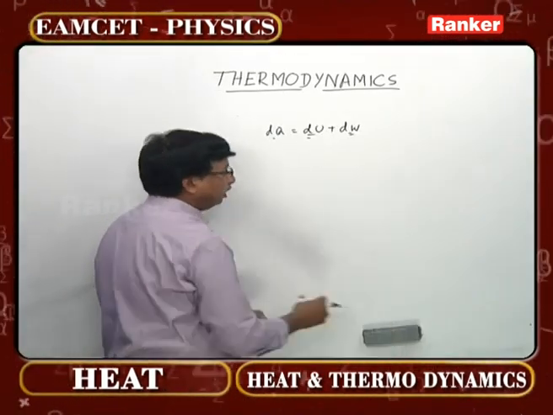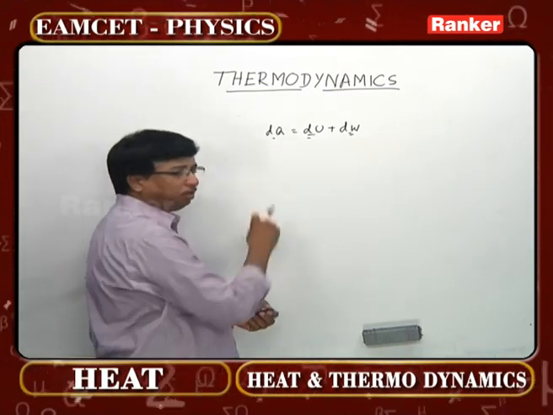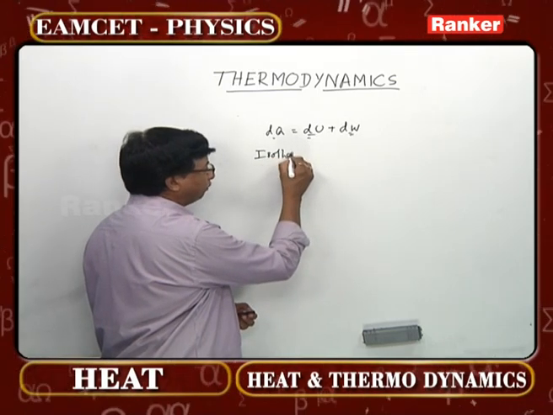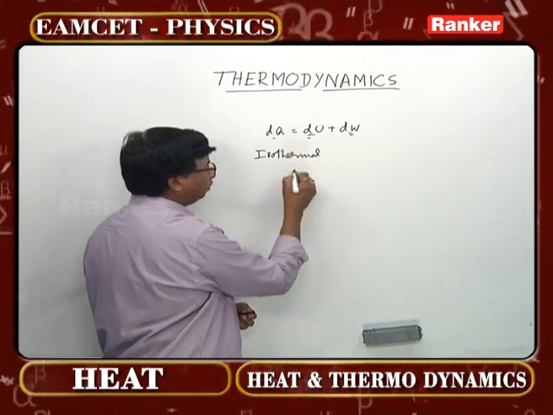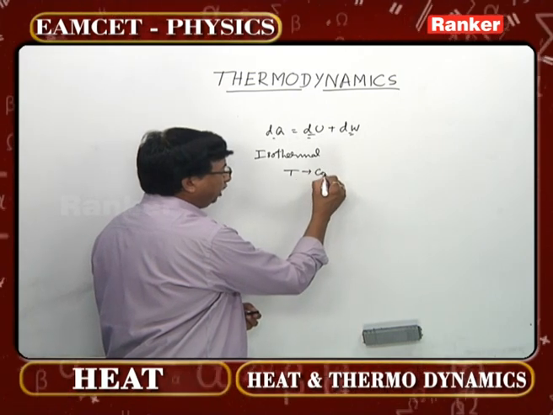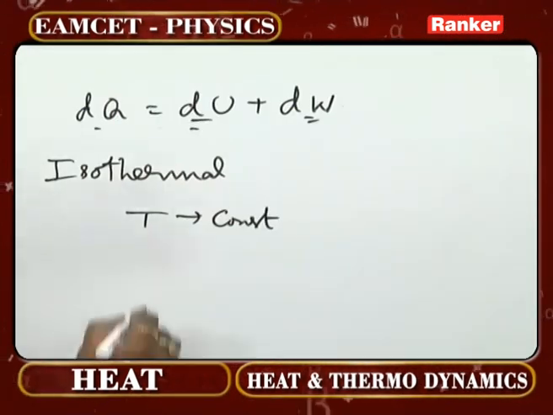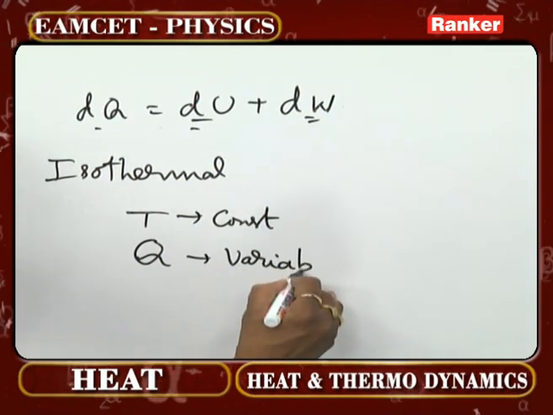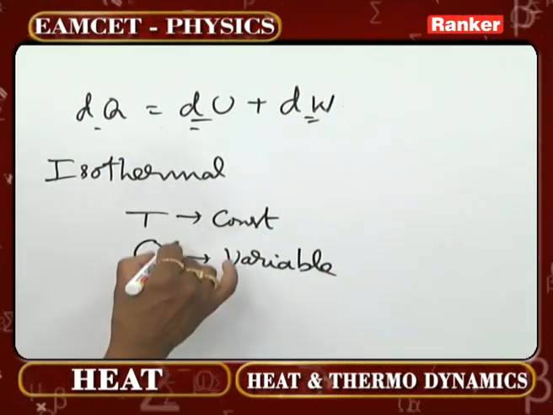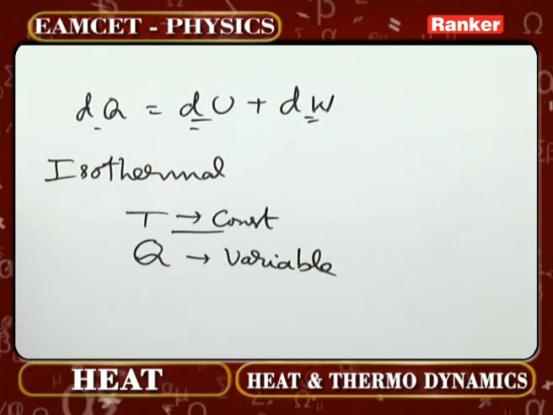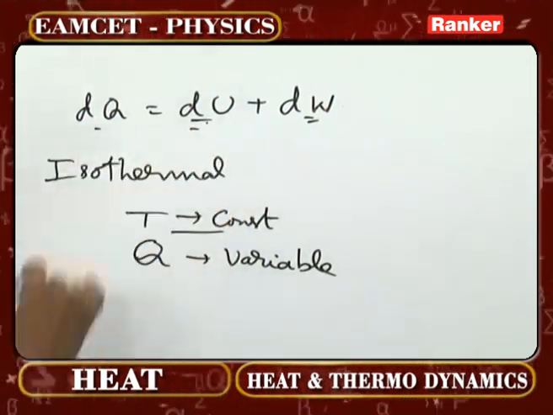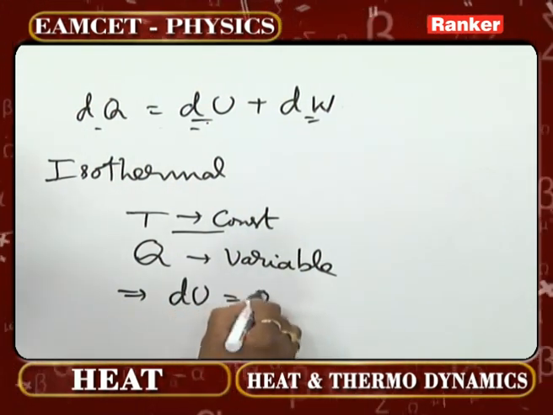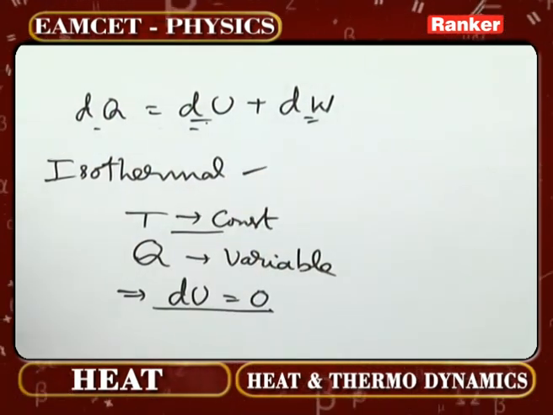Come to the last point over here, please. dQ is dU plus dW. If you consider an isothermal process, all of you can understand that the temperature remains constant, but Q, the quantity of heat energy, is variable. But we know very well that as long as the temperature remains constant, there will never be any change in the internal energy of the system. Therefore, dU, the change in internal energy, will be 0 in an isothermal process.